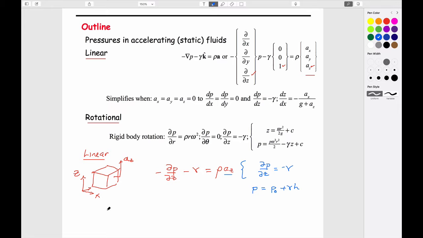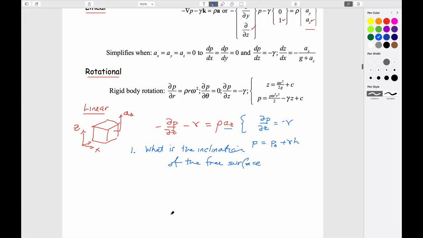We would like to do two things, as you can imagine. We'd like to know, first of all, what is the inclination of the free surface, as we saw, for instance, in the bus glass. And the second question we might ask is, how does pressure vary with depth?